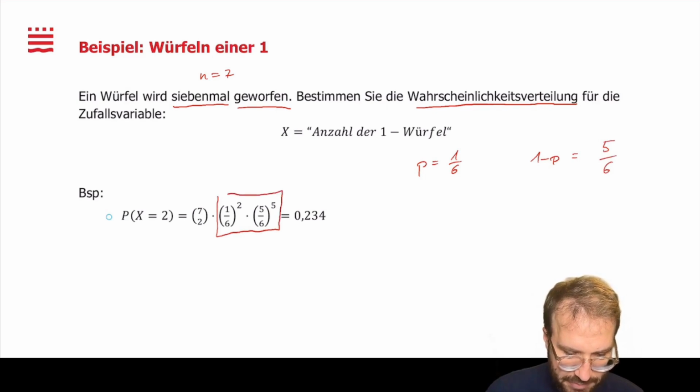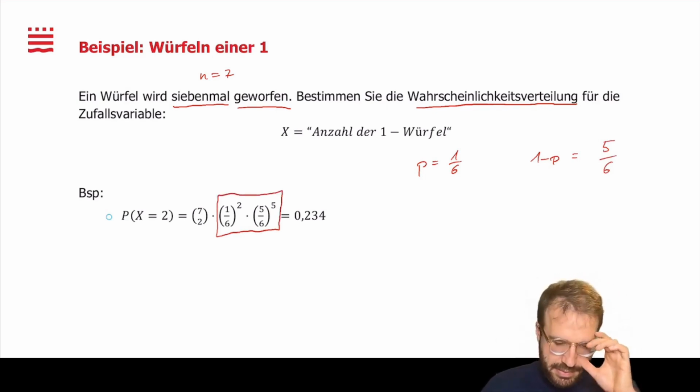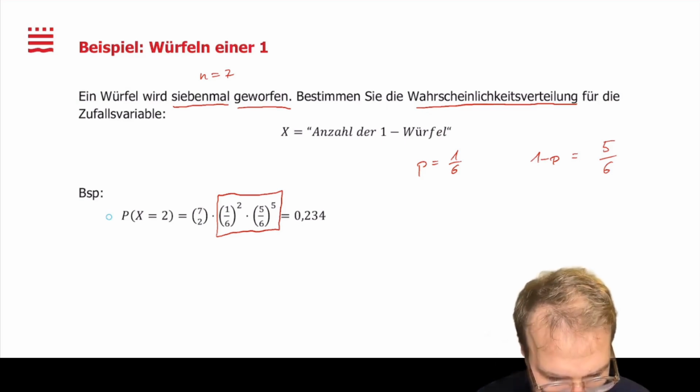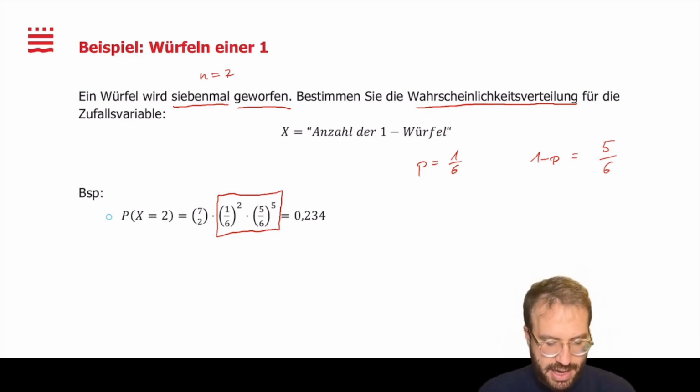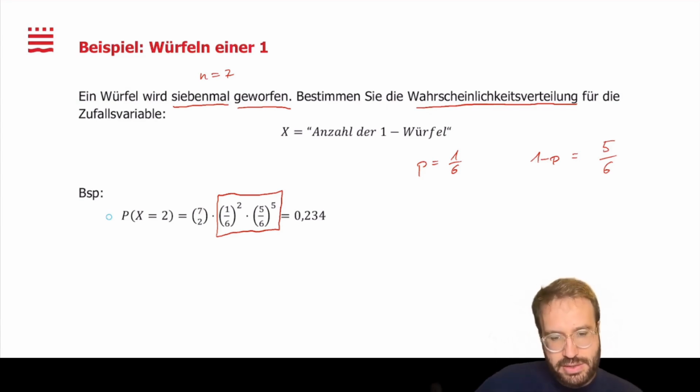And then let's take a look at this term here. And what we see is that each die roll is independent of one another. So what happens is that this probability highlighted in red is now the probability that the first die roll is a 1, that the second die roll is a 1, that the third is not a 1, that the fourth is not a 1, that the fifth is not a 1, and that the sixth and seventh are not 1s.